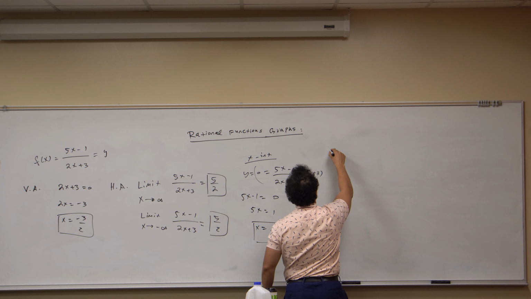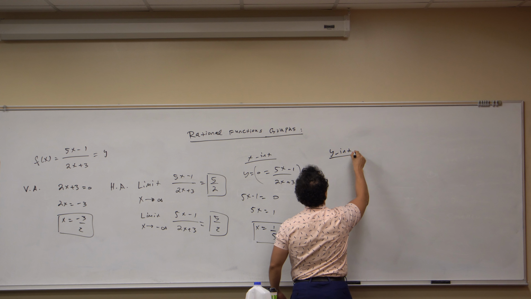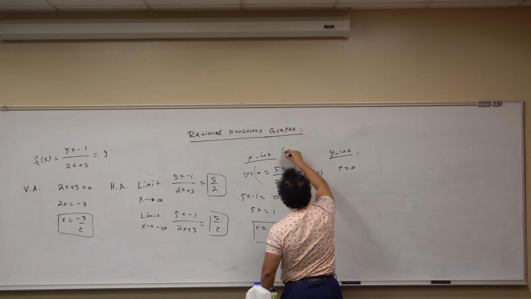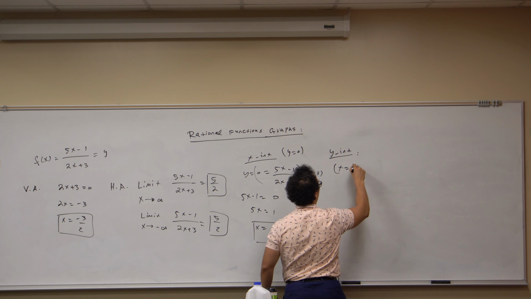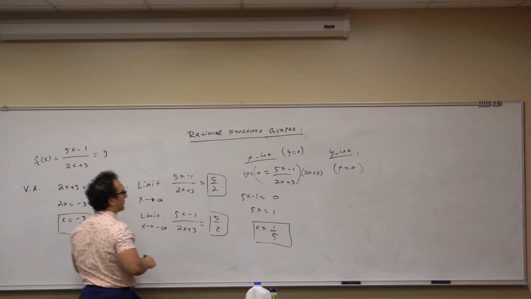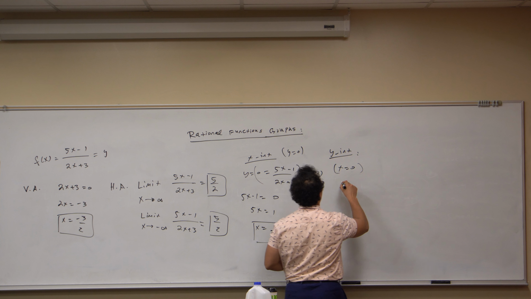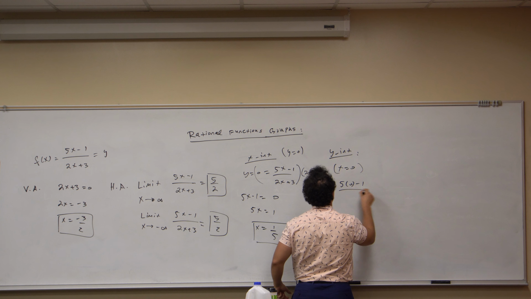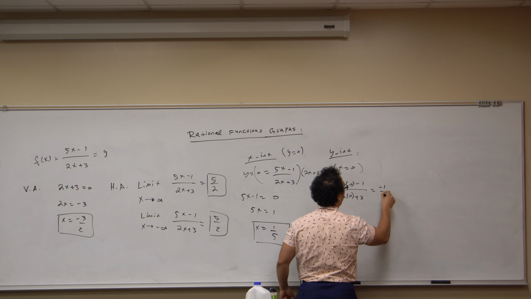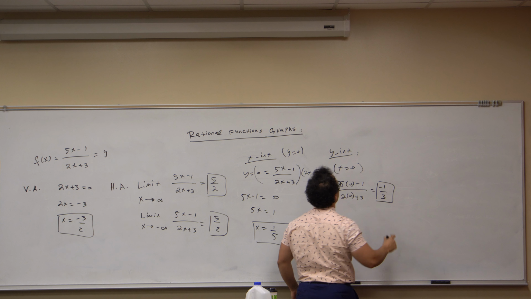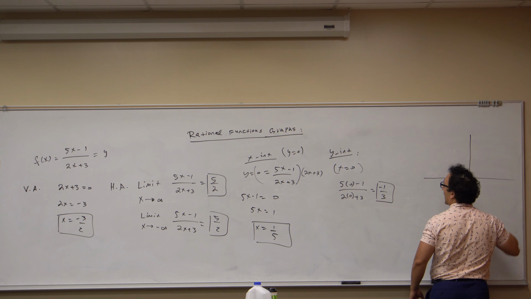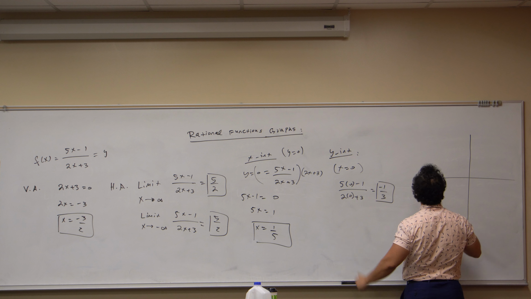What is the y-intercept? Well, that's precisely when x is equal to 0. So here, whenever x is equal to 0, in this function, we're going to have 5 times 0 minus 1 divided by 2 times 0 plus 3. So I get negative 1/3. Here is the y-intercept.